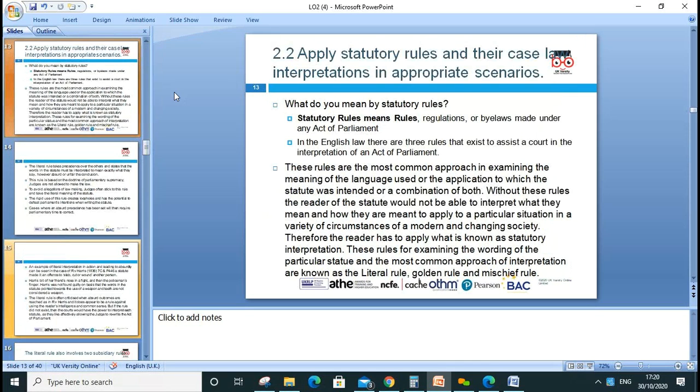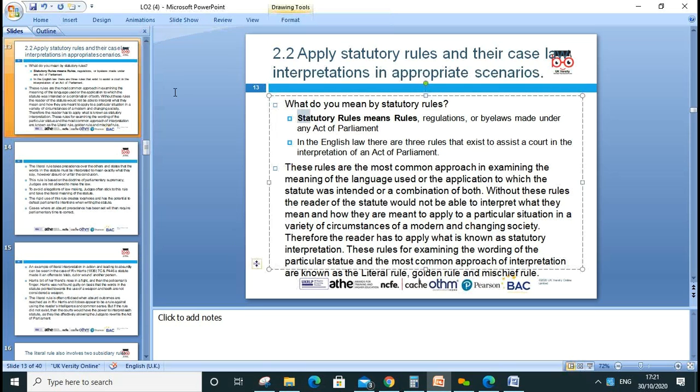Okay, next we look at 2.2. What is 2.2? Apply the statutory rules, their cases, interpretation into appropriate scenario. So what do you mean by statutory rules? What is meant by this? It is the rules and regulations made by law under any act of parliament. So an act of parliament we also call statutory rules.